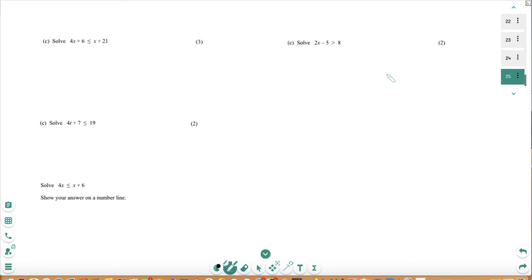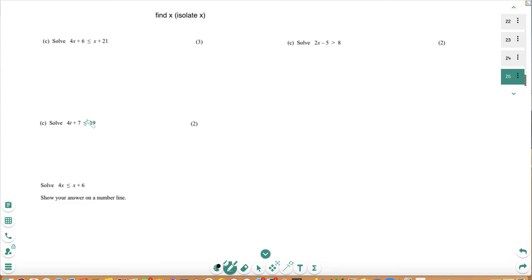Next section is solving inequalities, okay? Solving inequalities is just the same as solving equations, okay? All you're going to do is get x by itself. So what you're going to do is find x, or just isolate x. Let's have a look at this one first. 4t plus 7 is less than or equal to 19.